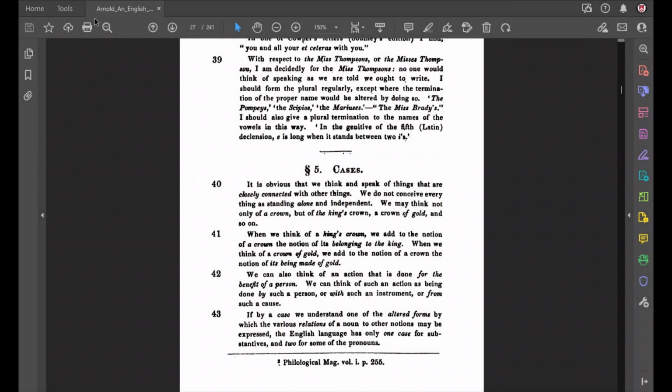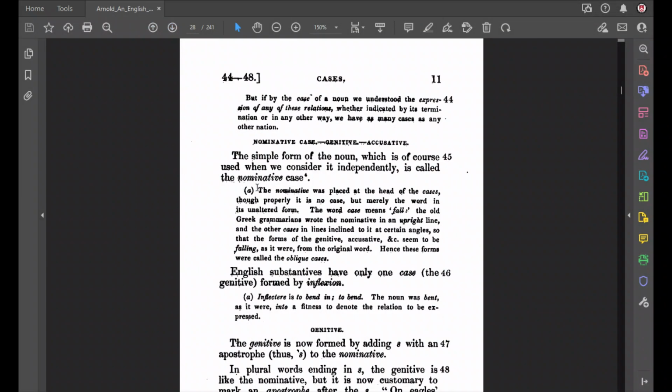All right? Let's look back at our text. In paragraph 44, the last paragraph we read, we said, if by the case of a noun we mean the expression of any of these relations between substantives, whether indicated by its termination or in any other way, we have as many cases as any other nation or language. So in other words, in English, we can express all of the complex ideas that any other language can. So if anyone says, oh, Greek is much more effective than English, no, that's not true. Latin is way better than English, no, that's not true. We can express in English anything that can be expressed in any other language. We simply have to learn how to express it.